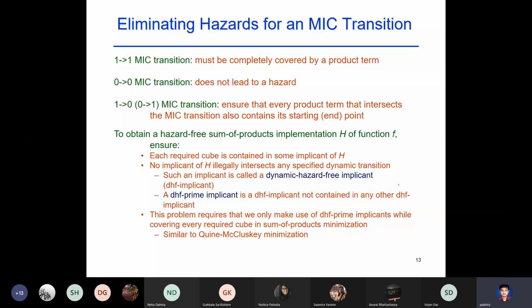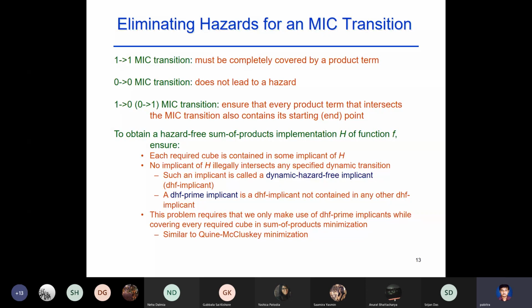So you have a kind of implicant which is called a DHF implicant, a dynamic hazard free implicant. If you look at any of these dynamic transitions, and none of these implicants illegally intersects any of them, then you call it a DHF implicant. A DHF prime implicant naturally is a DHF implicant not properly contained in any other DHF implicant.